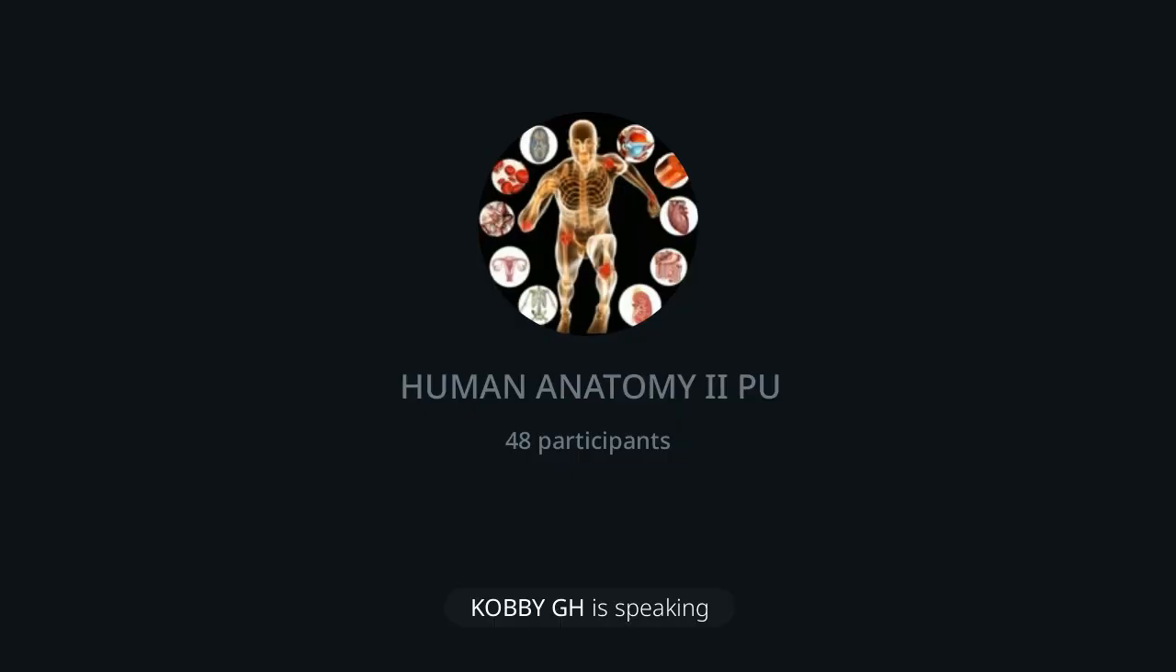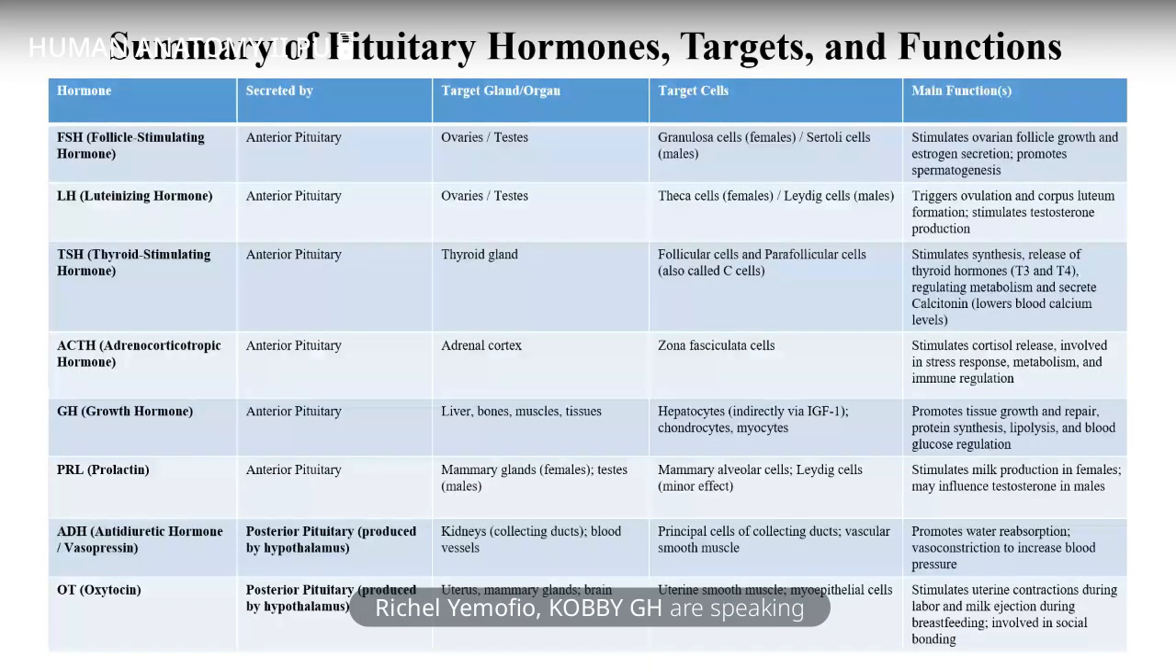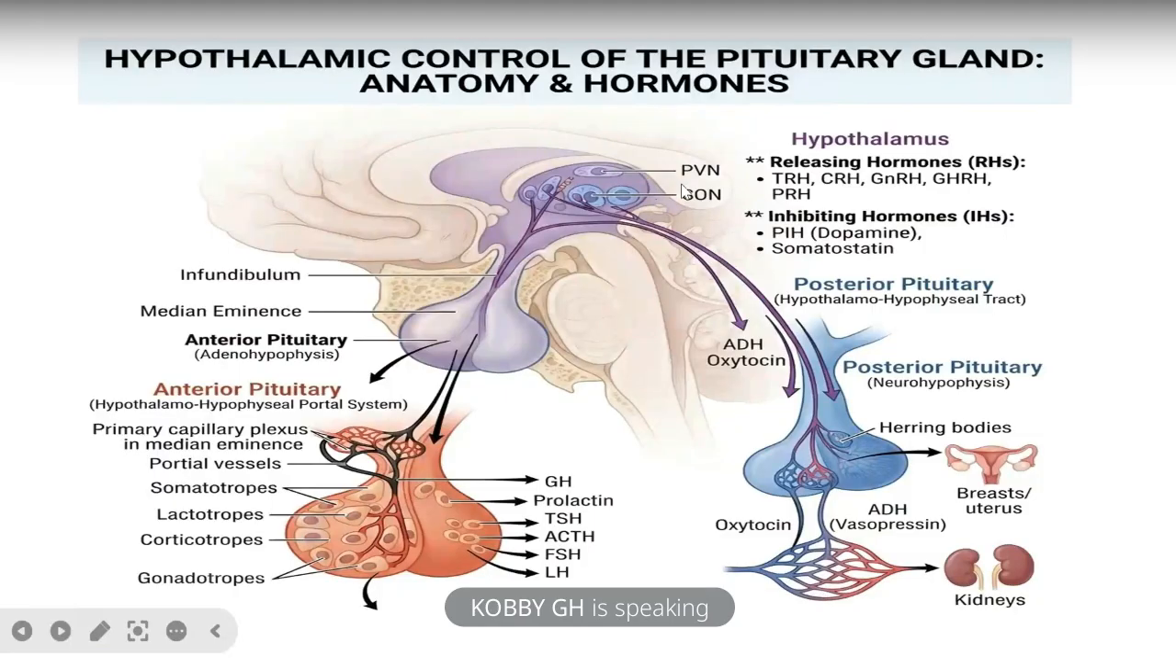So you see this diagram, this diagram is going to show you how the whole thing looks. So you see, this is how the hypothalamus looks. It produces the releasing hormones, and then we have the inhibiting hormones. The releasing hormones are thyrotropin releasing hormone, corticotropin releasing hormone, gonadotropin releasing hormone, growth hormone releasing hormone, and prolactin releasing hormone. Then we have the inhibiting hormones: prolactin inhibiting hormone, the dopamine, and somatostatin.